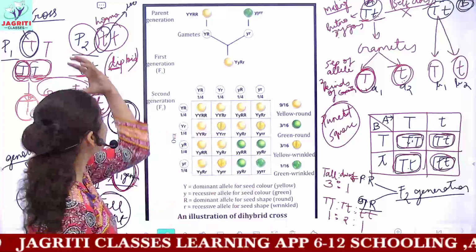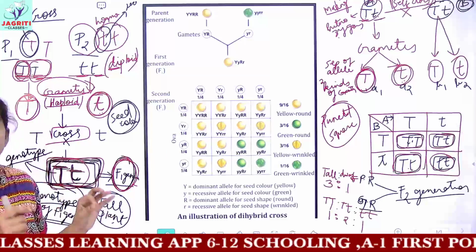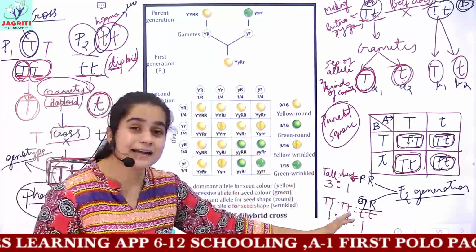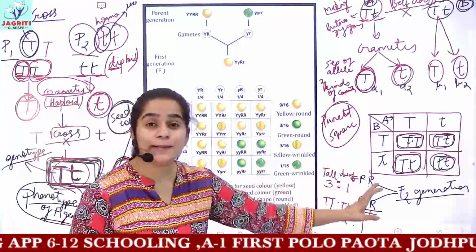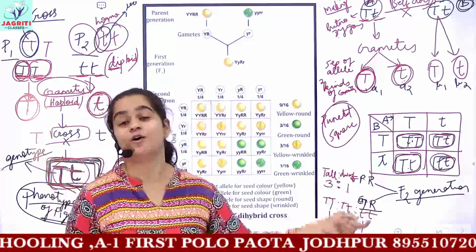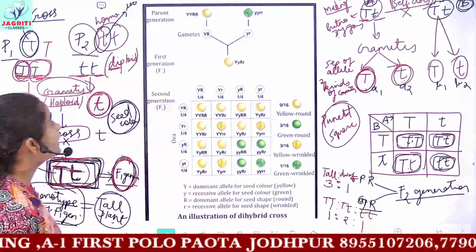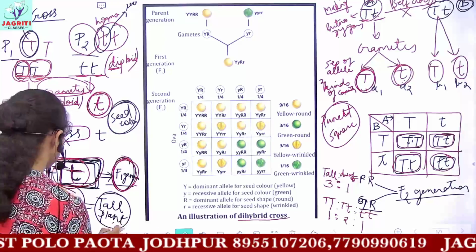So this was again a complete revision of monohybrid cross. You can also see the previous video. This was a recap of how you perform the basic cross, what a monohybrid cross is, and how you find the genotypic and phenotypic ratio of the F2 generation. Now we are coming to the dihybrid cross. So what do you mean by the term dihybrid?